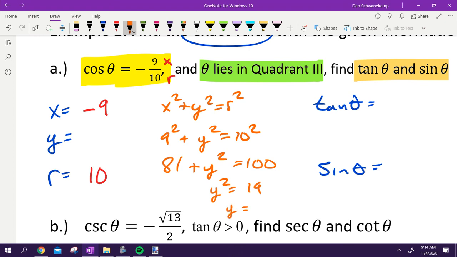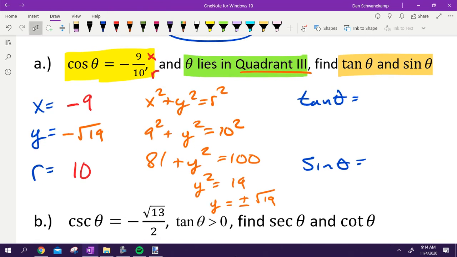So what is y going to be equal to? It's going to be plus or minus. When I take a square root, it is plus or minus square root of 19. It's not going to be both. It's either going to be positive or negative. It's another mystery. We need another clue. We're in quadrant 3. So using that clue of being in quadrant 3, what do you think is going to be true about y? Is it going to be positive or negative? Negative, because in quadrant 3, my y value is negative. Everybody good there? Once we've done that, it's just filling in the blanks.